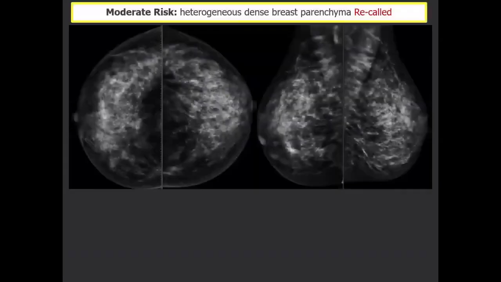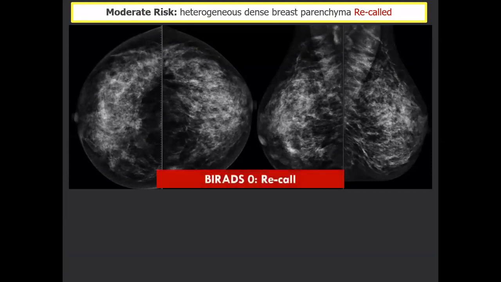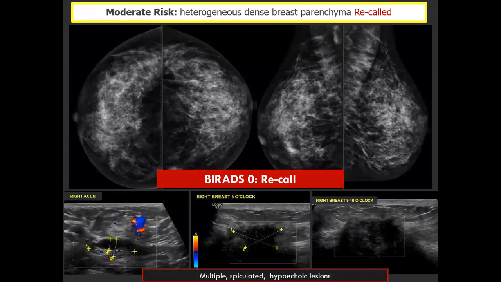This was a case, she had a heterogeneous dense breast parenchyma, and she was recalled because of this heterogeneous dense breast parenchyma. On recall, she was assigned a BI-RADS 0, and I told you she was recalled. And on recall, we performed an ultrasound examination which showed multiple underlying hypoechoic malignant lesions within the right breast.